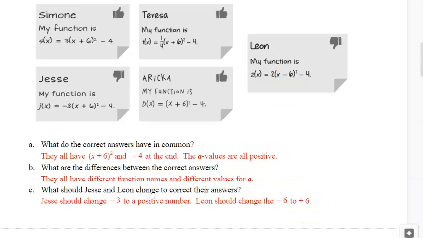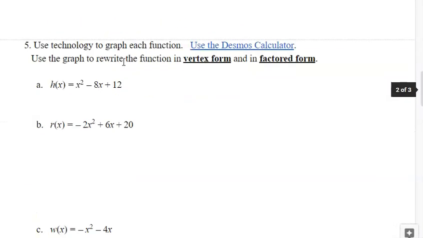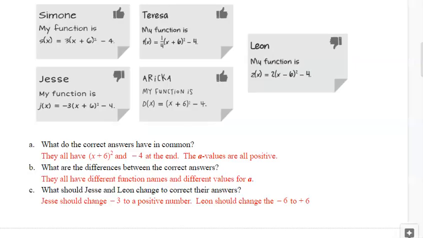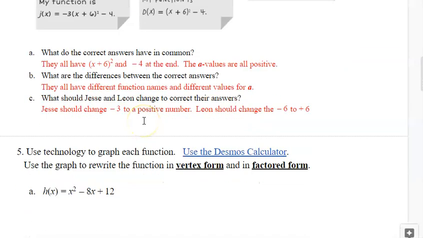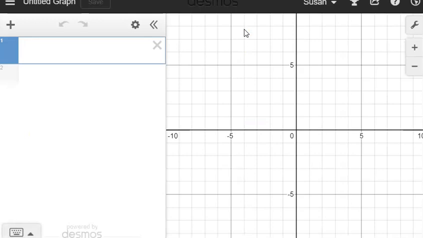All right, so let's go on to the next page. We're going to use technology to do some graphing, and I've given you a link out to the Desmos calculator to do this. So for number 5, just click on the link to open up your Desmos calculator, like so. And when you get in here, it's just going to be a blank graph with an ordinary grid.